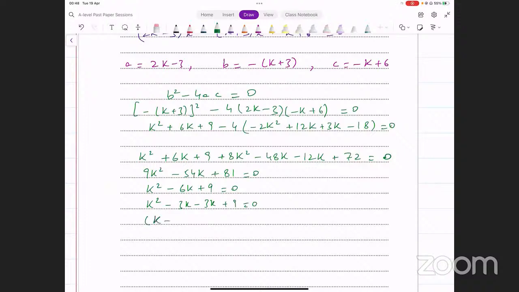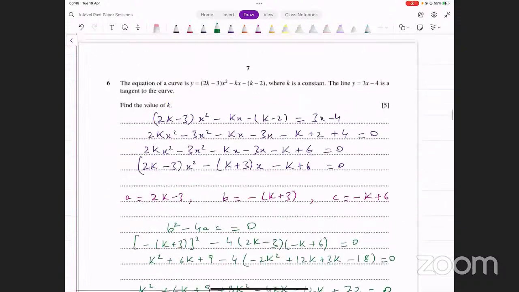So repeated roots are here. So k की value आपके पास आ जाती है. K is equal to 3. And that's what we were looking for. This is the value of k here. Okay. So that was question number 6.